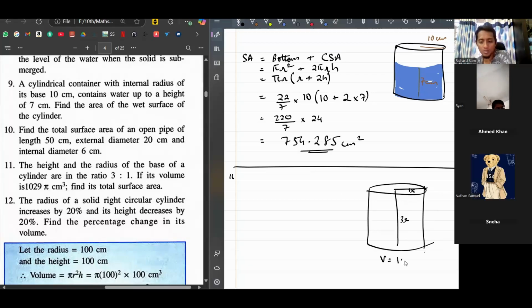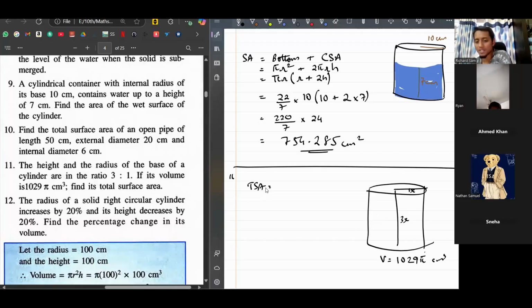The volume is 1029 pi centimeter cube. So they have not put the value for pi, they're just substituting pi. Find the total surface area. Okay, what's the formula for total surface area for a cylinder? There are how many surfaces?